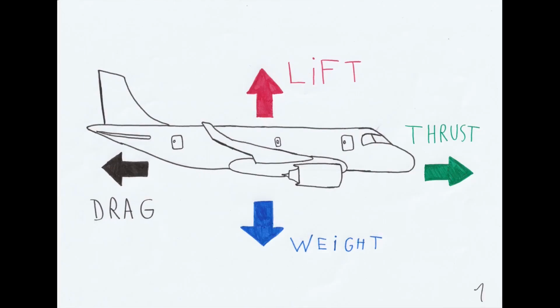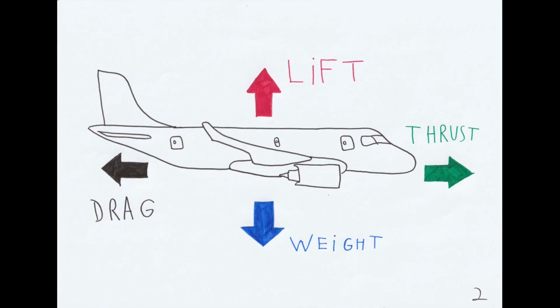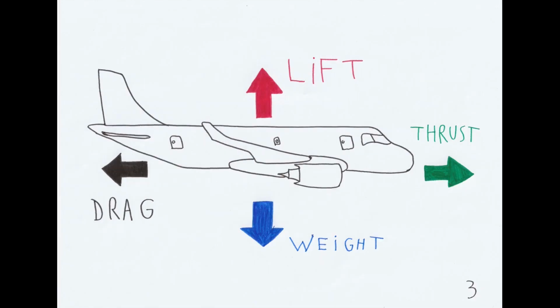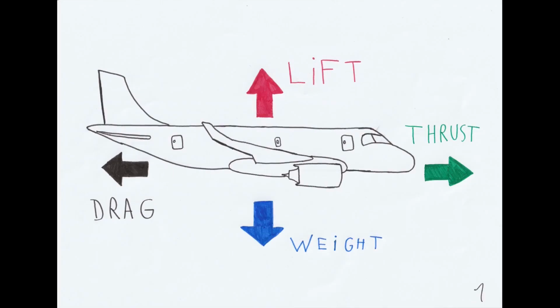In this situation, a few interesting things can happen. If weight and lift are equal, the plane will keep a constant altitude. However, if the lift is smaller than the weight, the plane will fall. If it's greater, the plane will rise.